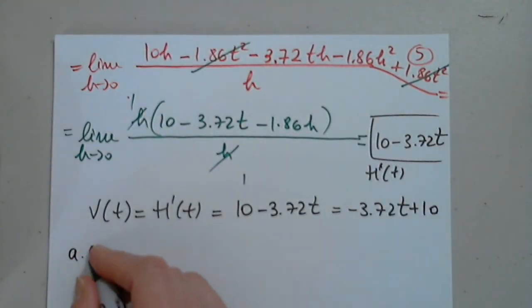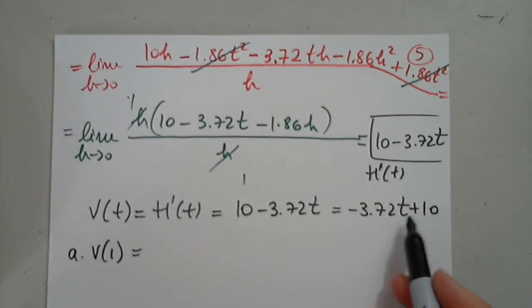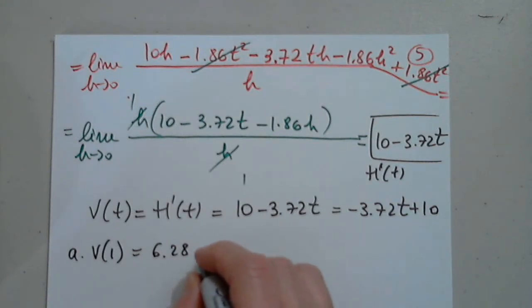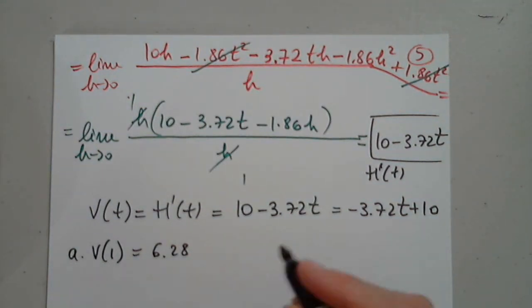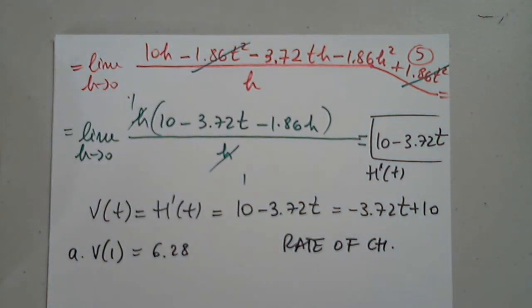In part A, we're asked to find v of 1. No problem. V of 1 is 10 minus 3.72. So what do I get? Is it 6.28? Correct me if I'm wrong. I need the measurement unit. The measurement unit for any rate of change, we said it has a measurement unit for the top and the measurement unit for the bottom.